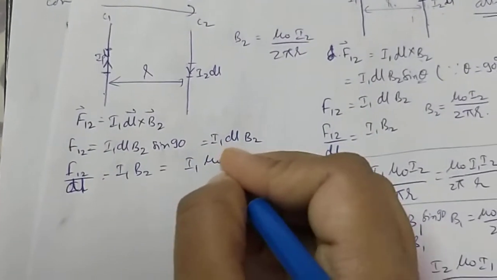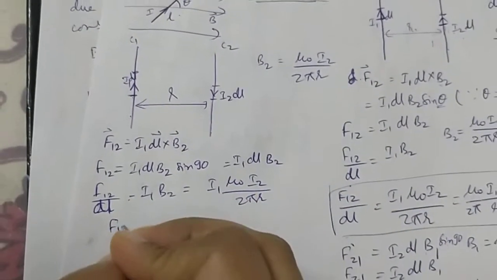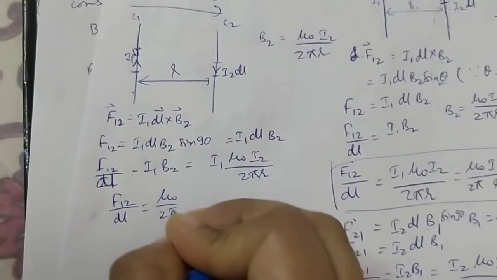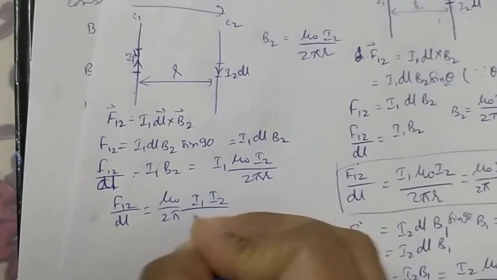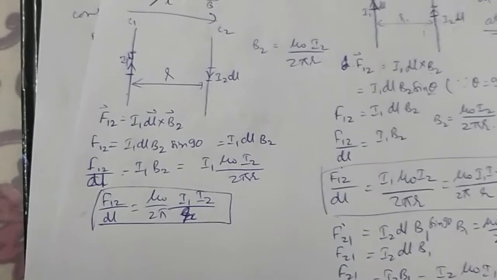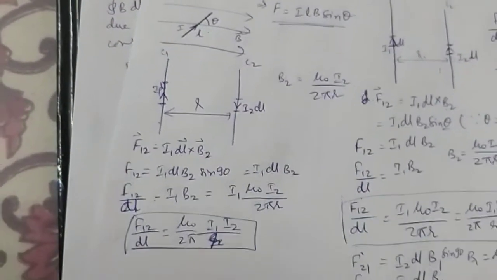So mu naught I2 upon 2 pi r. So what you will get, F12 by dl is equal to mu naught by 2 pi I1 I2 by 2r. R2 I have already written by r. So the same expression which we got before, we are getting now also. But what about the direction this time? For direction, Fleming's left hand rule is used.